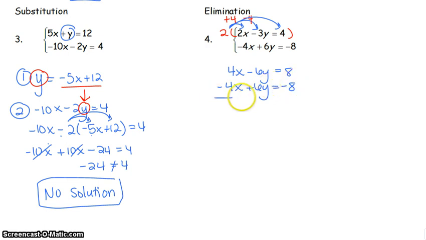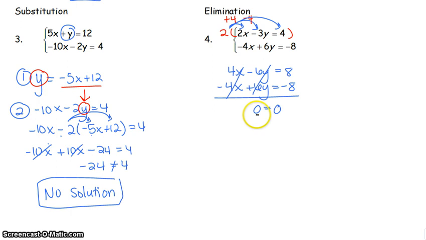We've got 4 minus 4, gone, 0. I look at my y's. I've got a negative 6 and a positive 6. Well, my y's have canceled out as well. So on the left-hand side, I've got 0. On the right-hand side, I've got 8 minus 8, which is 0 again.